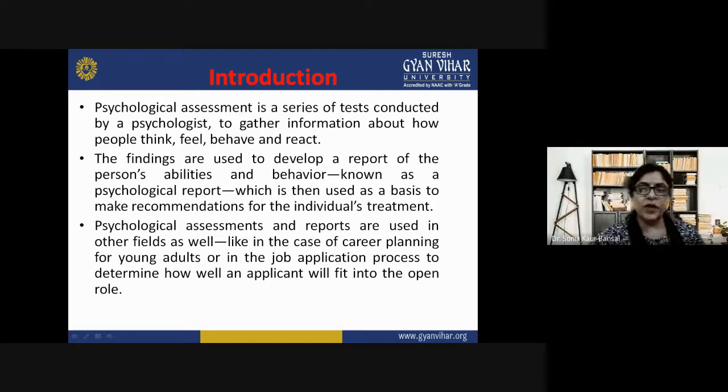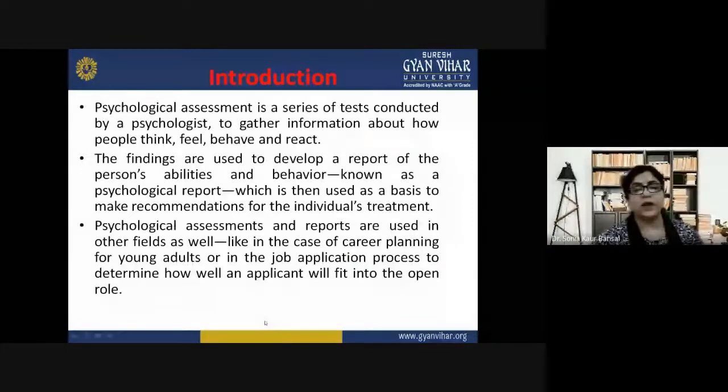So this is how psychological assessment and reports are used in other fields. If you are doing some research and you want good data collection, then psychological assessment is a must. Reports are used in other fields as well, like career planning for young adults, job applications, or determining how well an applicant will fit into the open role. So this is how it is done.